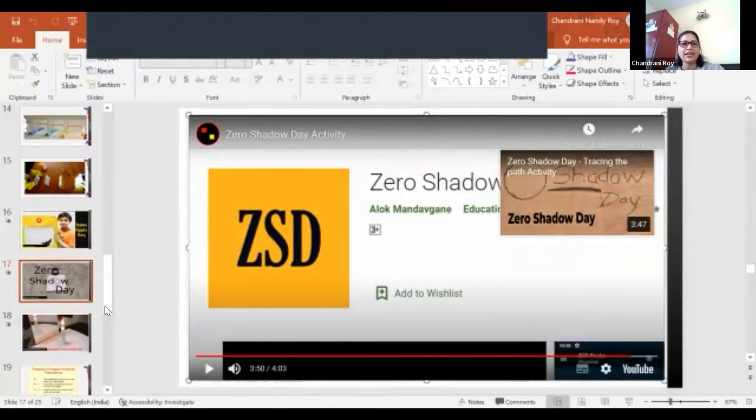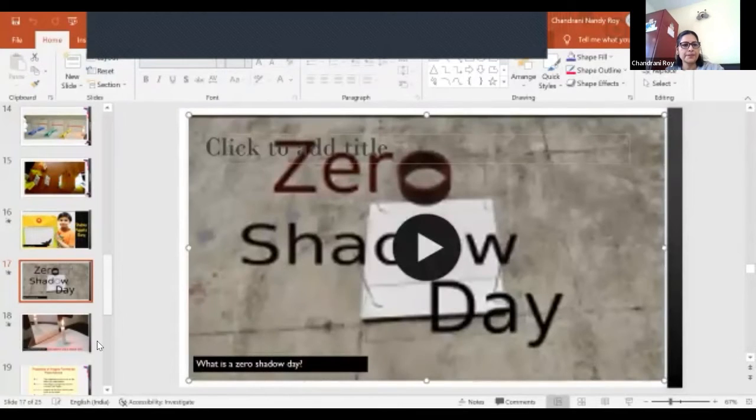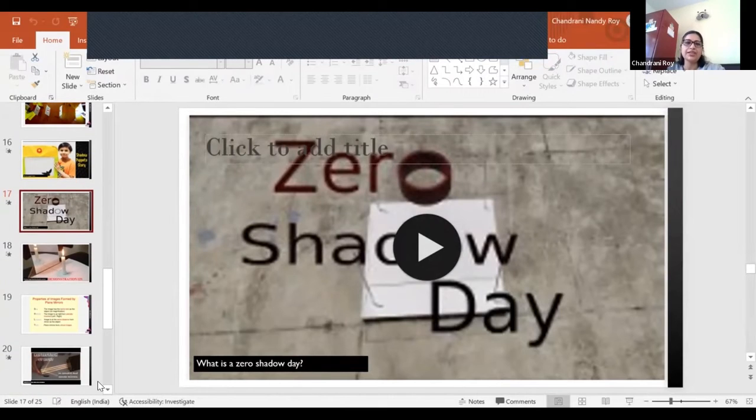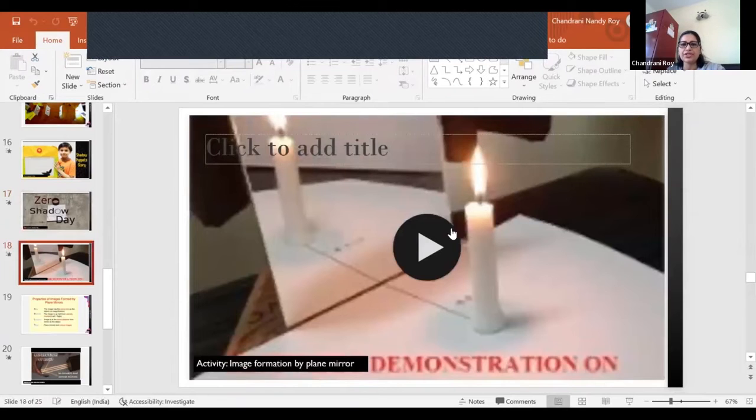So teachers, this was yet another application of shadows and awareness about the Zero Shadow Day, and very simple activities which children can participate in with regular things that are available at home, and it generates interest and helps them to learn better. So after this, we move on from shadows to image formation by a plane mirror.